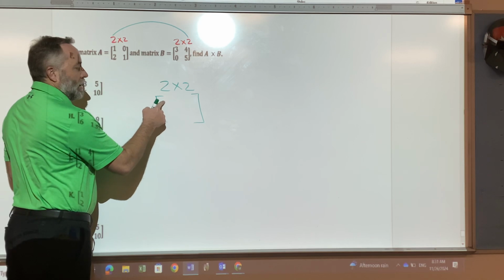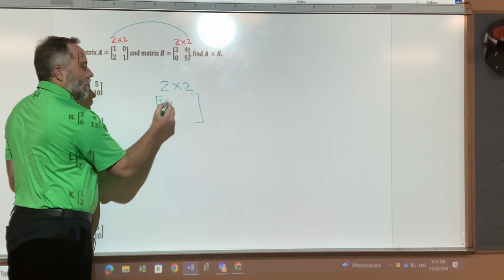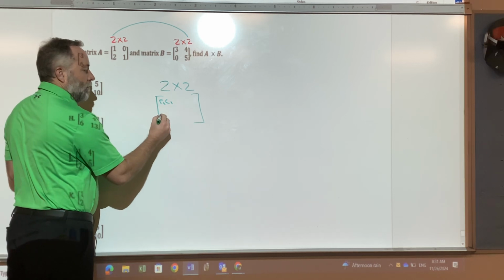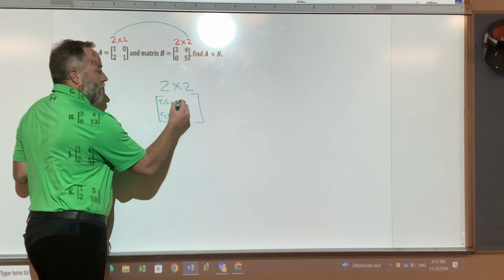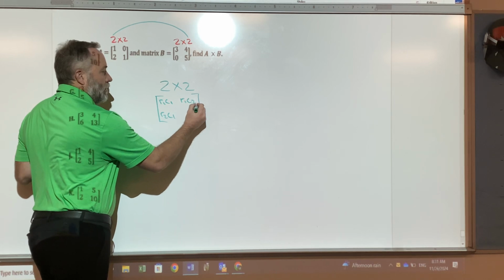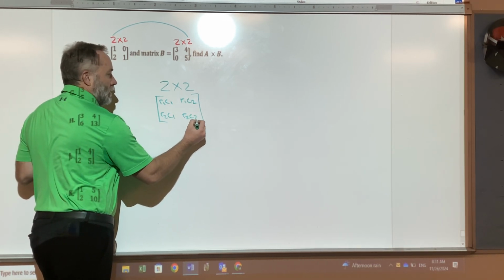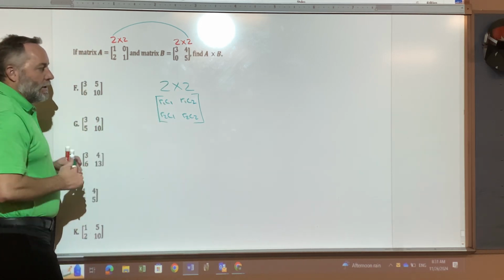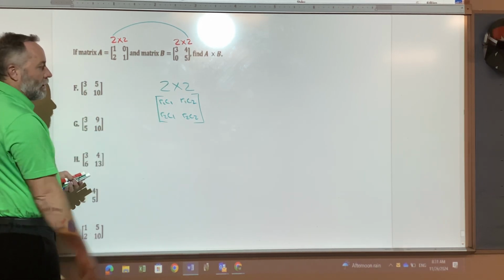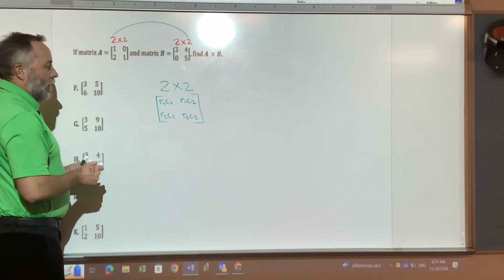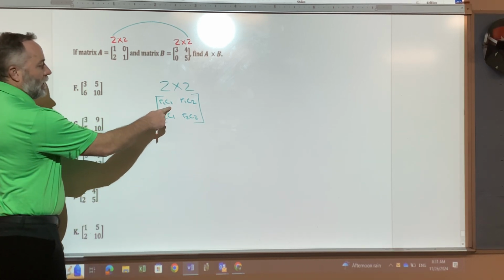So if I was looking at this position of a 2 by 2 matrix, it'd be row 1, column 1. This would be row 2, column 1. Right here would be row 1, column 2. And this position would be row 2, column 2. And that is going to tell us what we need to do in order to get the product, the result that we're looking for. Okay, so right here, in row 1, column 1, that's what we're going to multiply.